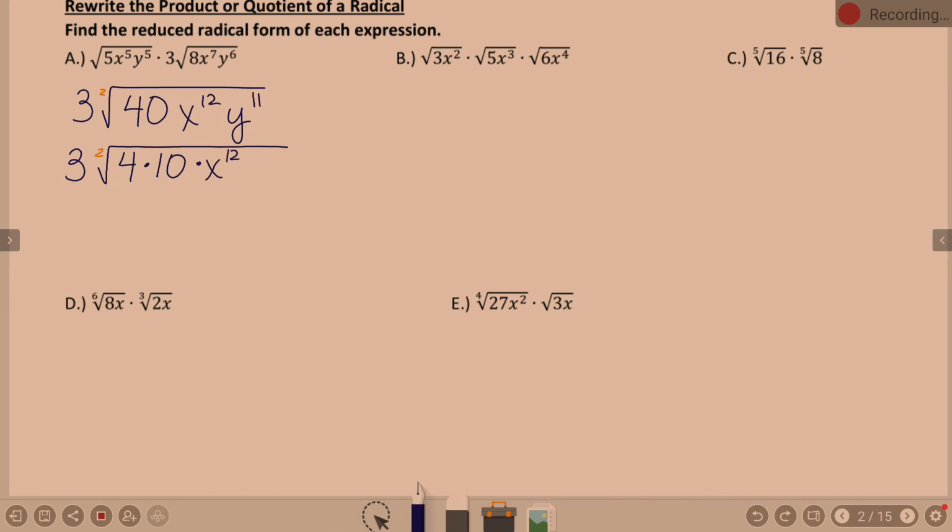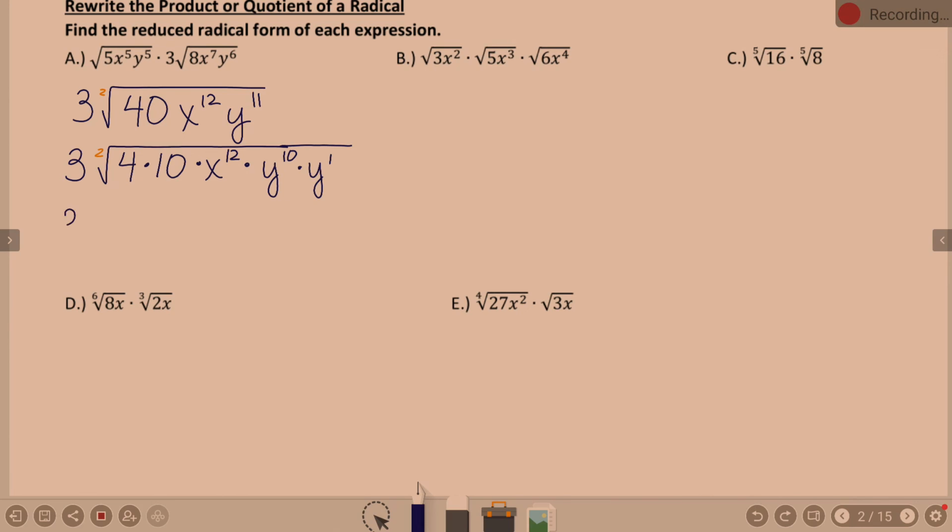y to the 11th. Can y to the 11th be square rooted? No. So do you know what I'm going to ask? Closest number below 11 that does divide by 2. 10. So I'm going to break this into 10 and 1. 1 is my leftover. The 3 out front stays out front.